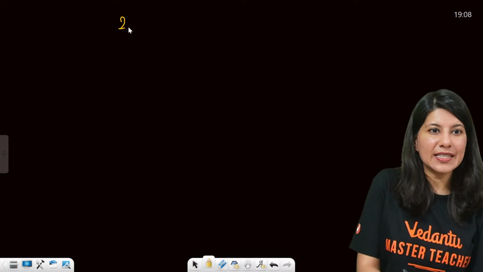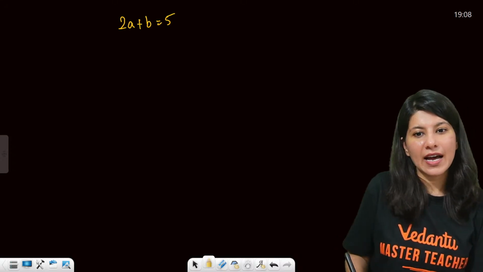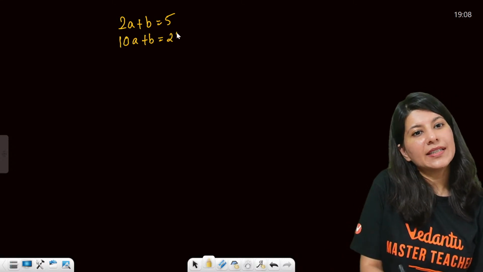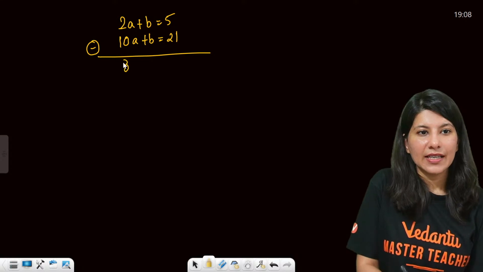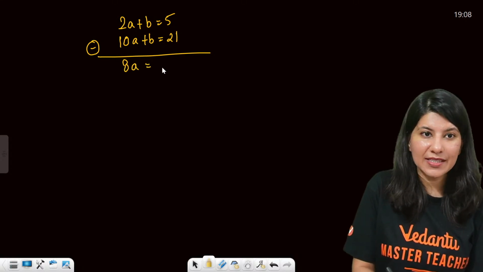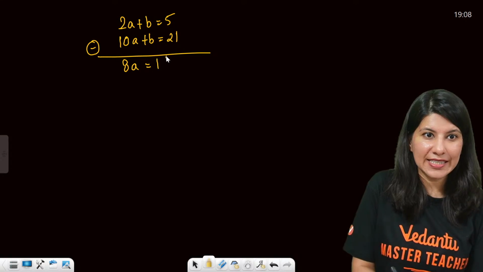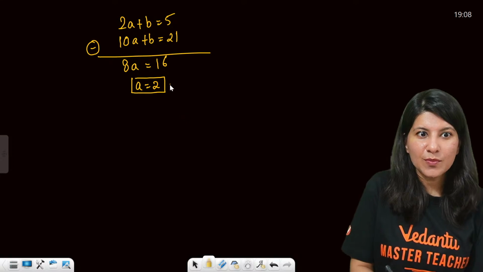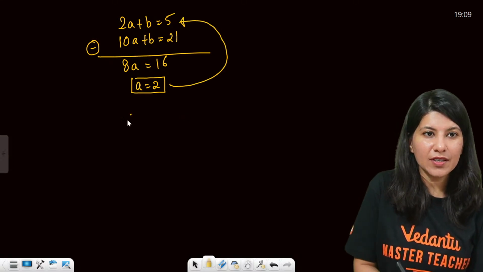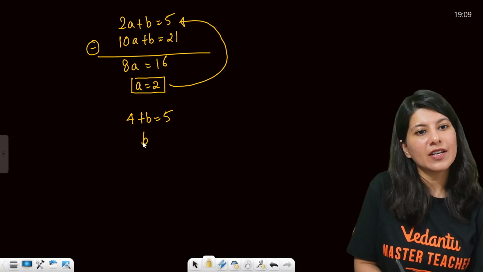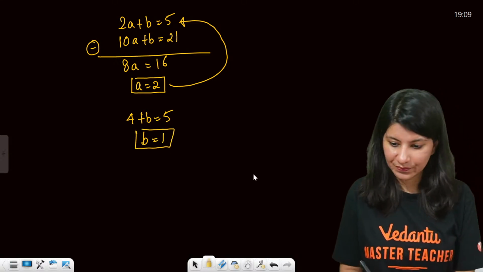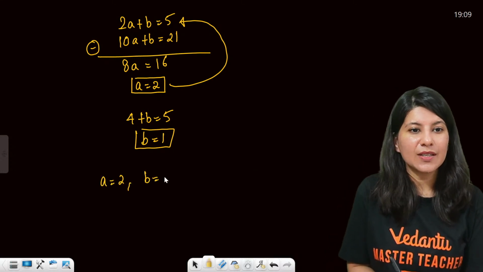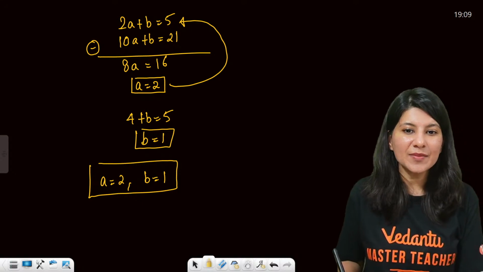2a plus b is equal to 5, and 10a plus b is equal to 21. Subtract. 8a is equal to 21 minus 5, which becomes 16. So a equals 2. The moment you put a equals 2 over here, 4 plus b is equal to 5, so b equals 1. So a equals 2, b equals 1 is your final answer, my dear students.